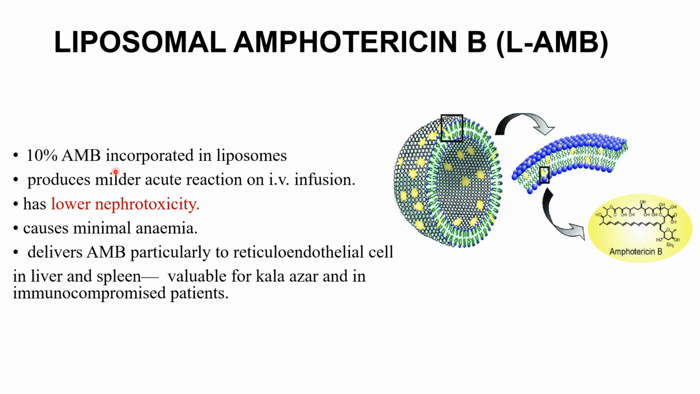Here we are incorporating amphotericin B into the liposomes, which consist of biodegradable phospholipids. These liposomes are then injected into the body. The advantages of this liposomal formulation of amphotericin B are that it produces milder acute reaction, it has low nephrotoxicity, minimal anemia, and it delivers amphotericin B particularly to the reticuloendothelial cells of liver and spleen. So it is valuable in the management of diseases like Kala Azar and also in immunocompromised patients.